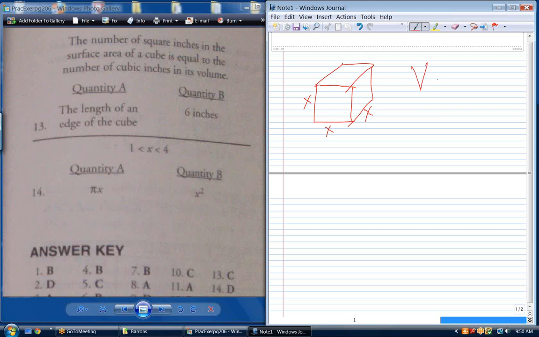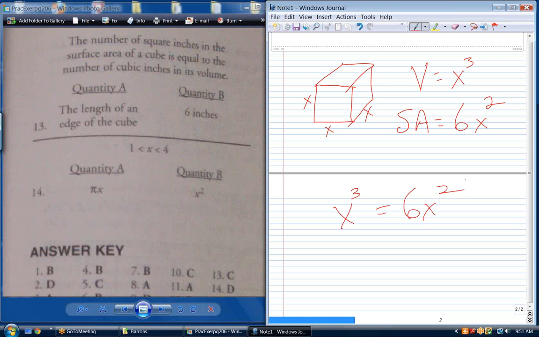What's the volume equal to? Edge cubed. What's the surface area equal to? 6 edge squared. So if the volume's equal to the surface area, then x cubed is equal to 6x squared. So what is x? x equals 6. So they're equal. Okay. I'm not sure how you solve that.